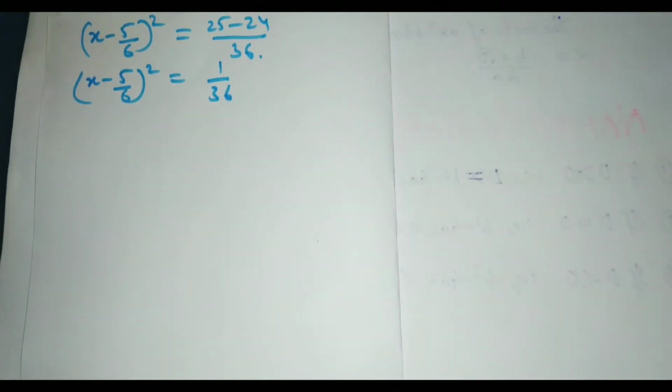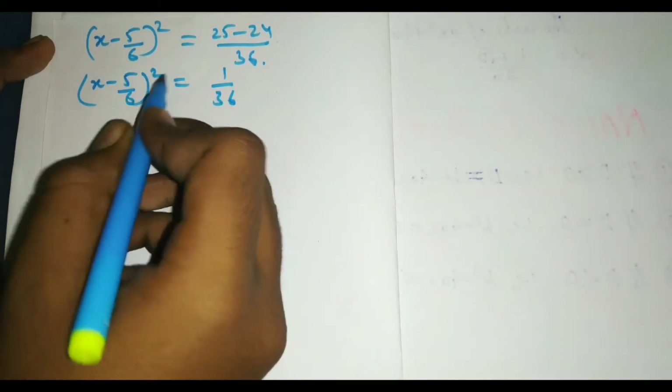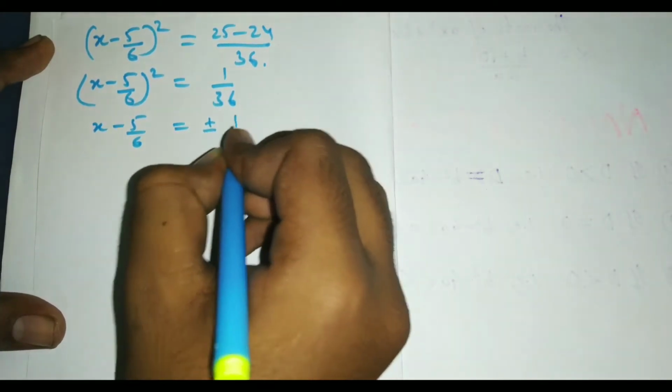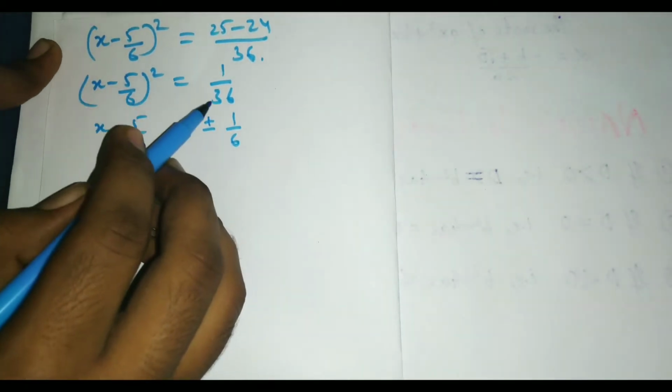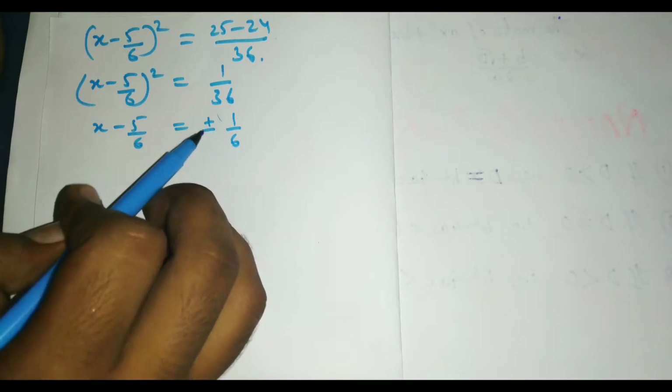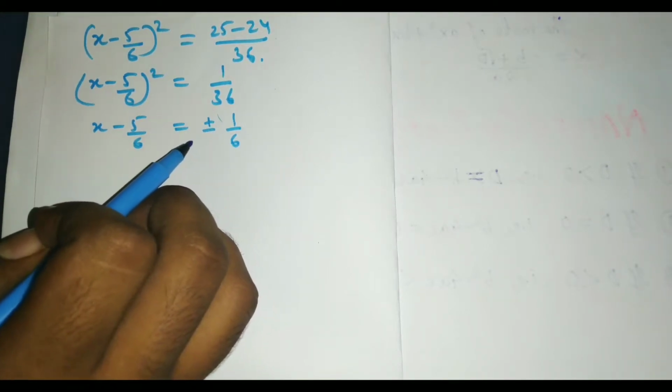Now the last step is that we take the square root on both the sides. That means you have to take the square root, that just removes the square. So this becomes x minus 5 by 6. When you take the root of the right side, this will become plus or minus 1 by 6, because the square root of 36 is 6 and the square root of 1 is 1, but you have to put the plus or minus sign. Fine, this is the important step here.